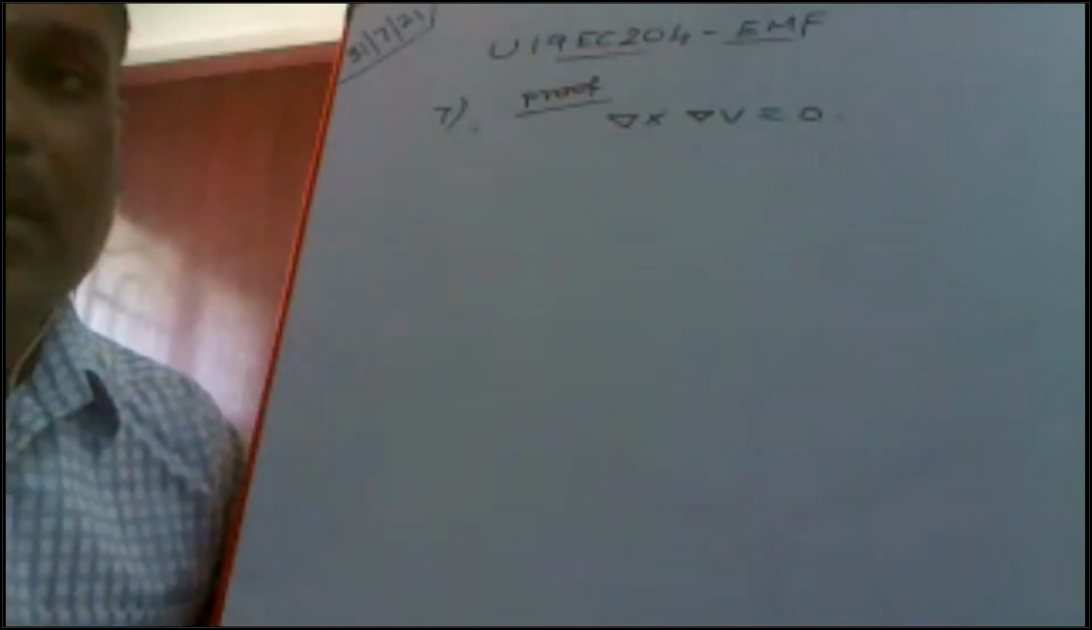Del cross del B equal to. So what we have to prove is del cross del B equal to 0. Am I right? Del cross del B equal to 0. That is what we have to prove. Good. So here, which one we have to start from? Can anyone give the answer? From where we have to start?